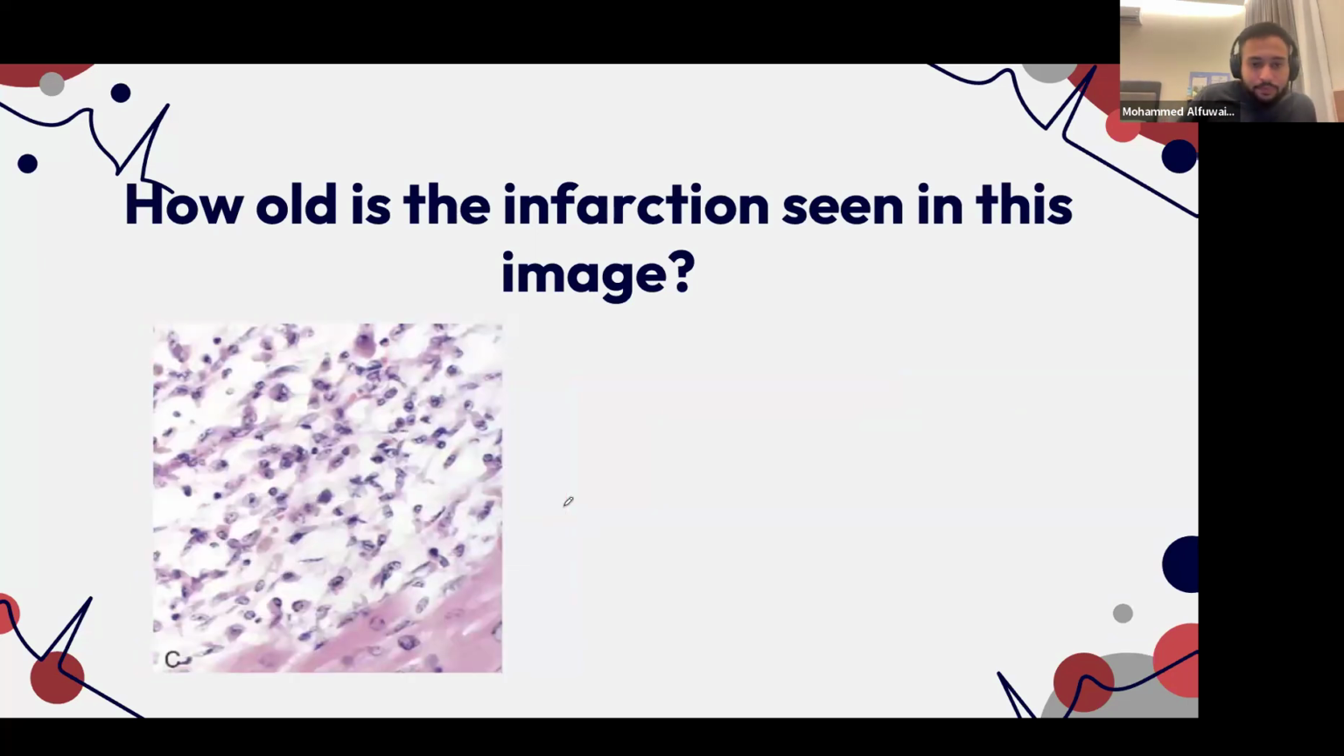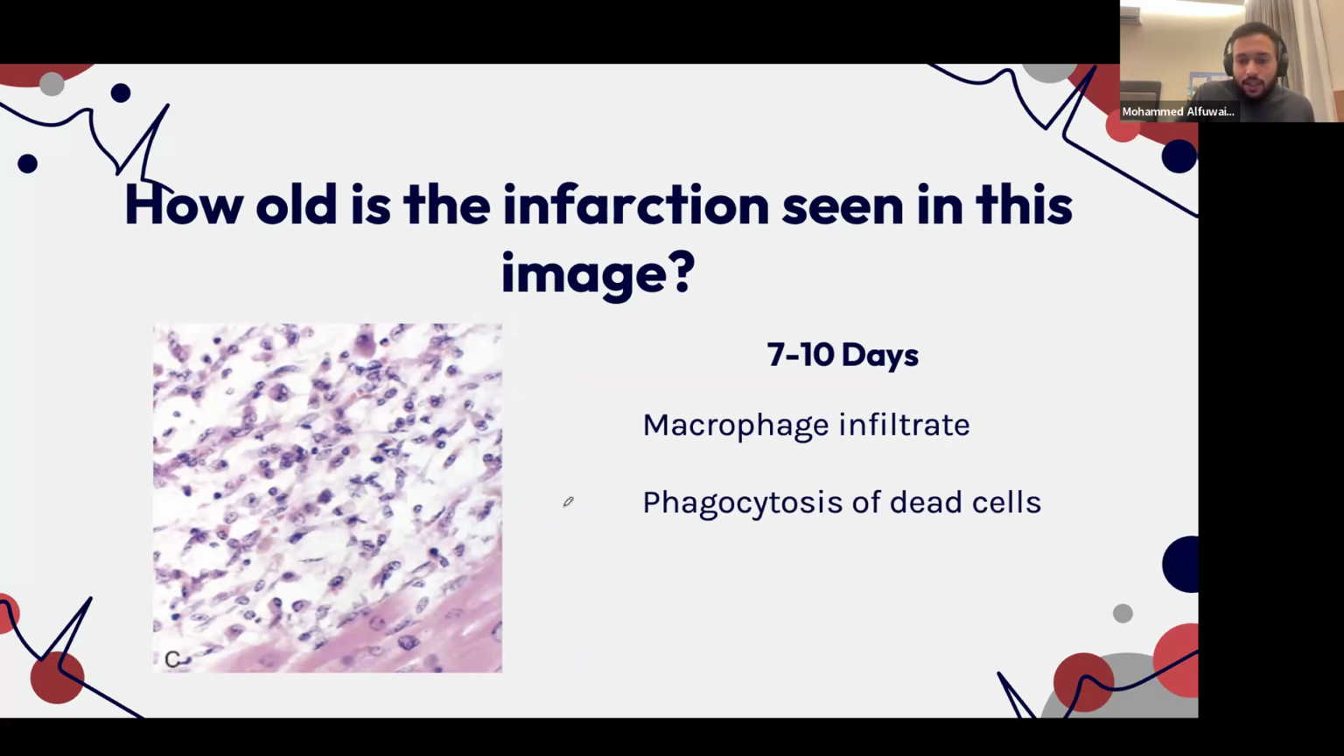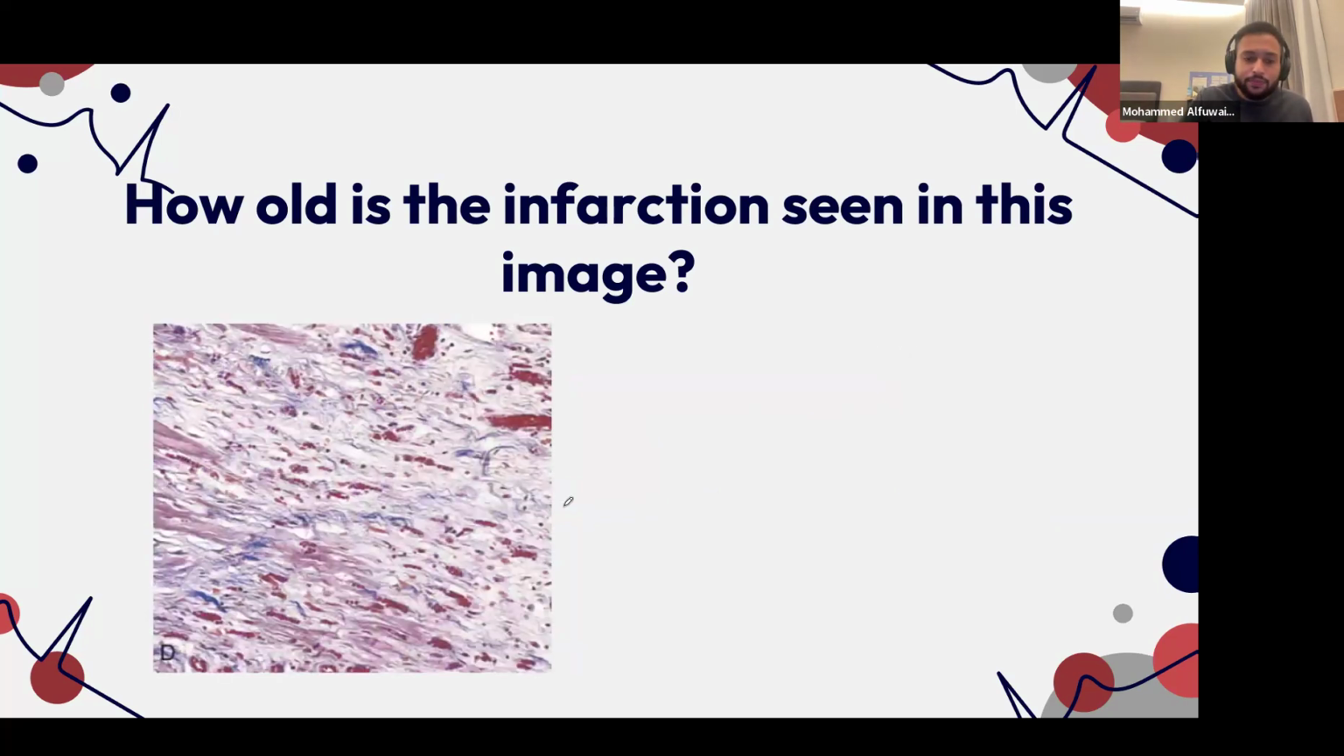How about this? 3 to 10 days. What cell is accumulating now? Macrophages, and it's basically phagocytosing all the dying neutrophils. That's basically that. This says 7 to 10, 3 to 10, both the same. So macrophage infiltrate, phagocytosis of dead cells.